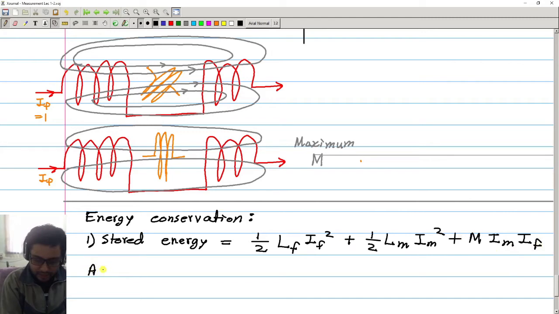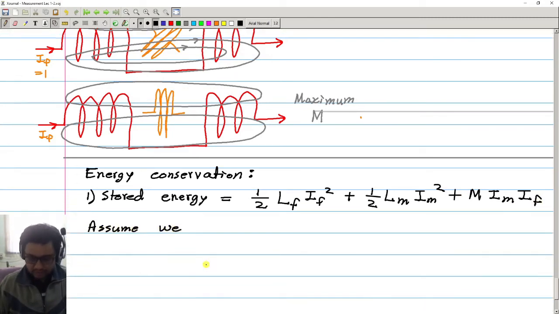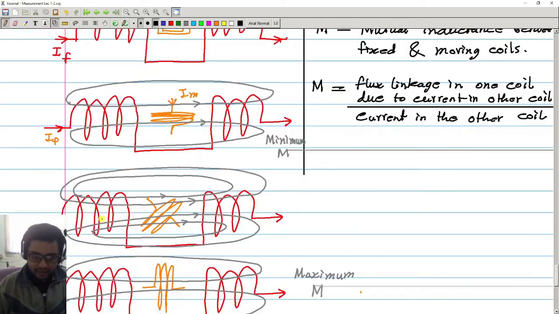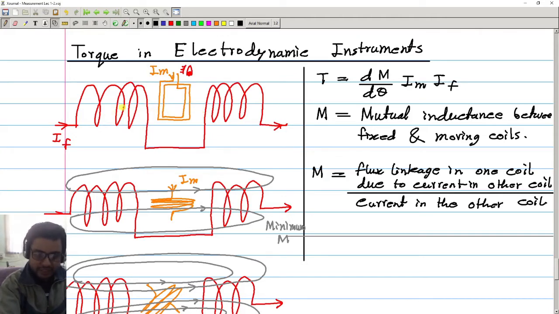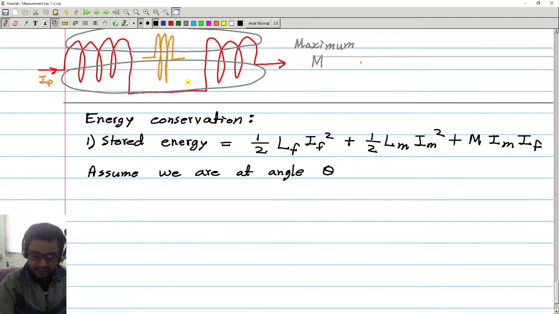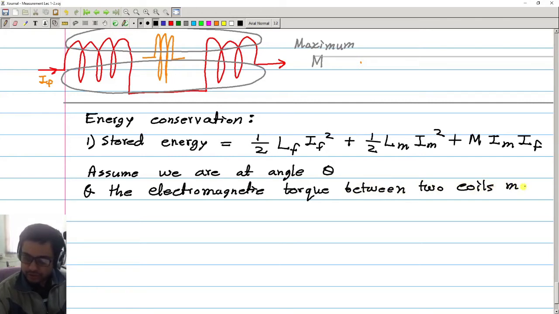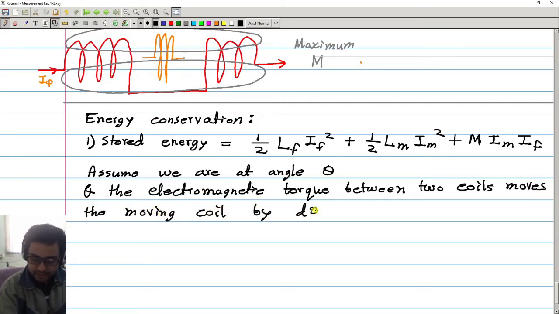Now assume we are at angle theta, and the force of attraction or repulsion between the two sets of coils, the electromagnetic force or torque between the two coils, moves the inner coil, the moving coil, by the angle d theta.